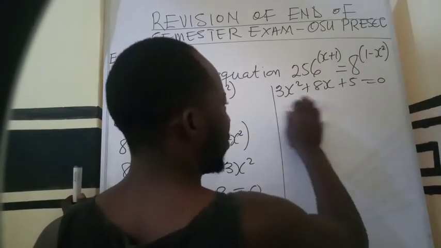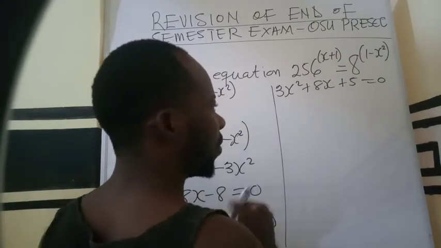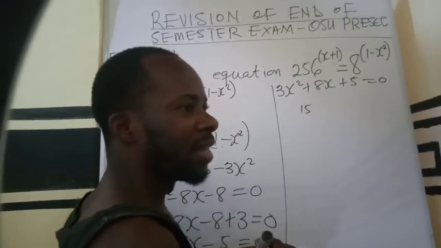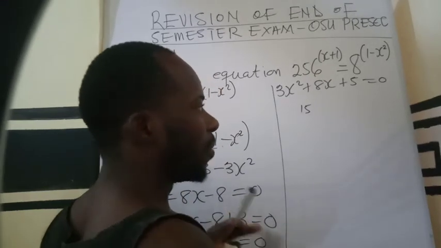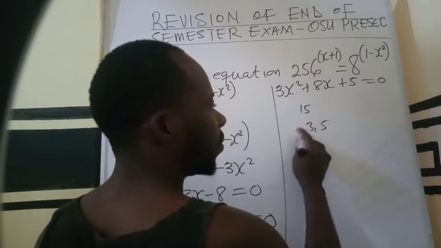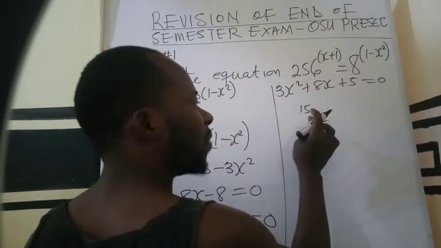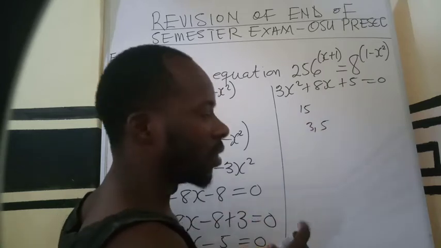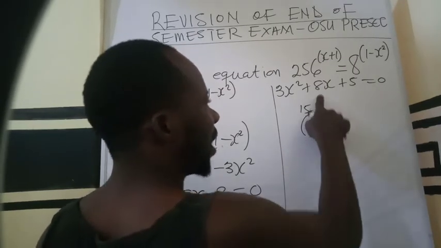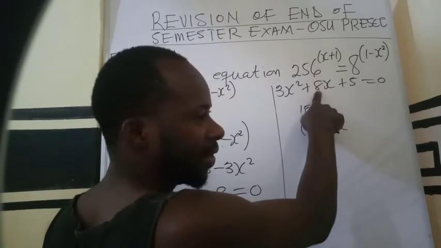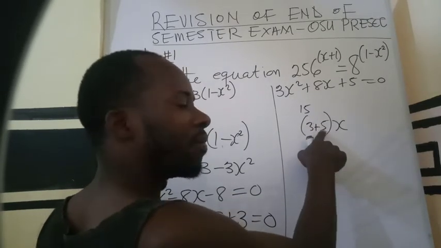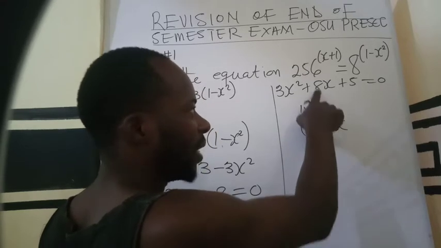So in this case, I am multiplying 3 by 5. I'll be having 15. What are the factors of 15? If I add, I should be able to get what? 8. And I think 3 and 5 multiplied to give me 15. If I add 3 and 5, I will also get what? 8. So this means that we are changing the 8 with what? 3 plus 5. 3 plus 5 is 8.